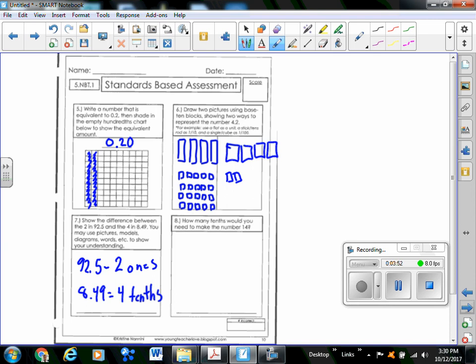Next one, how many tenths would you need to make the number 14? Well, think, if we had tenths, that would be in the 10, 14. So how many tenths would you need to make the number 14? Do you know?